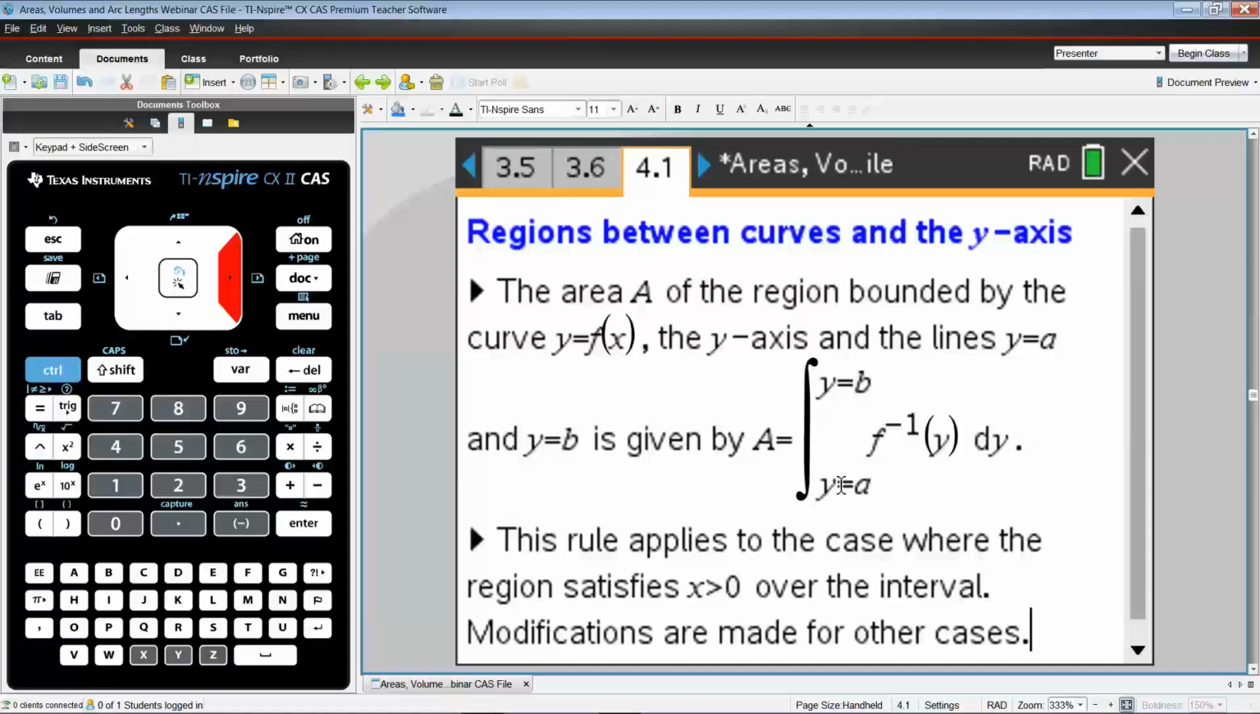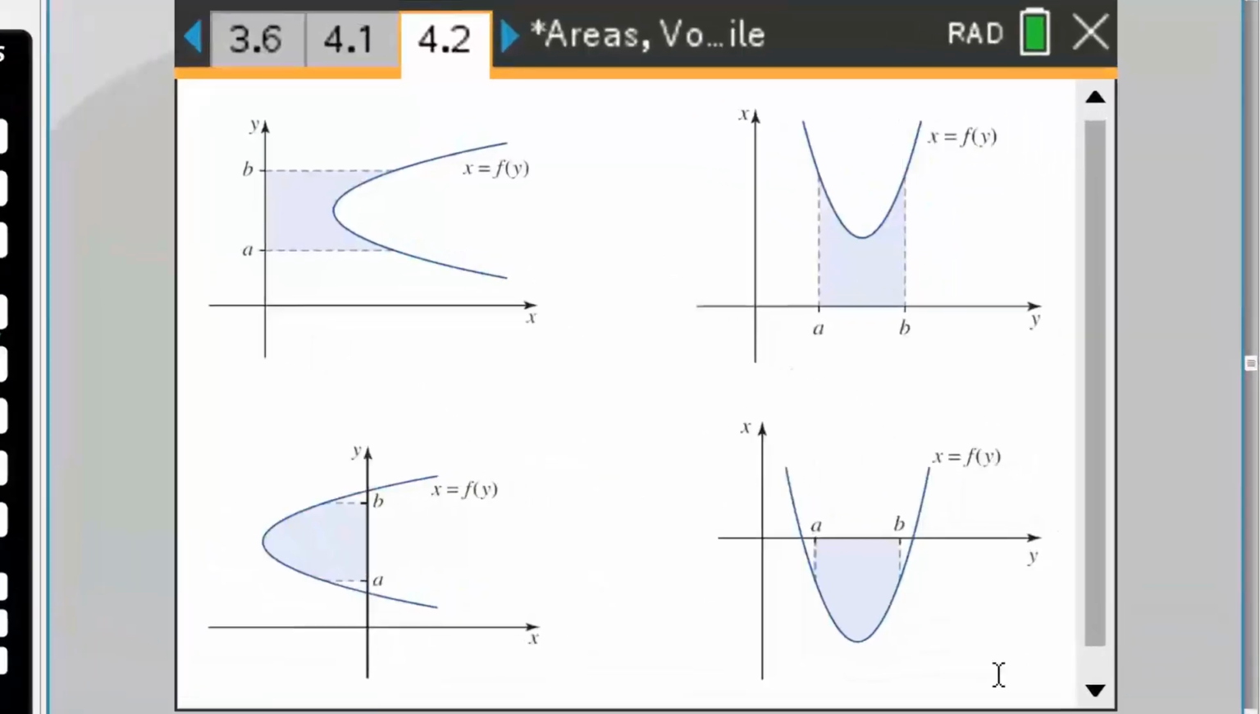So this is the reason why I had x equals a and x equals b in the previous topics, because now when we integrate and we want an area between a function or a curve and the y-axis, we're now going to integrate from a lower y value to an upper y value. So you have to be very careful with these things over here. Okay, so as before, this rule actually only applies to the case where our region is on the right-hand side, so in the first or fourth quadrant of the Cartesian axes. So if there are any other cases, you have to modify your integral accordingly.